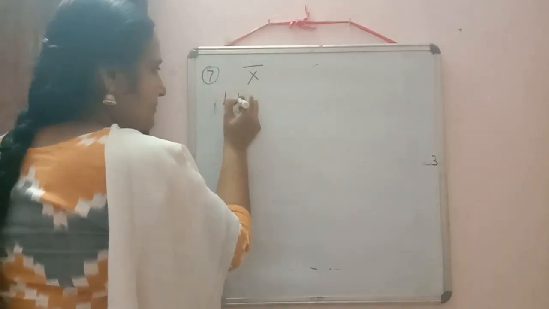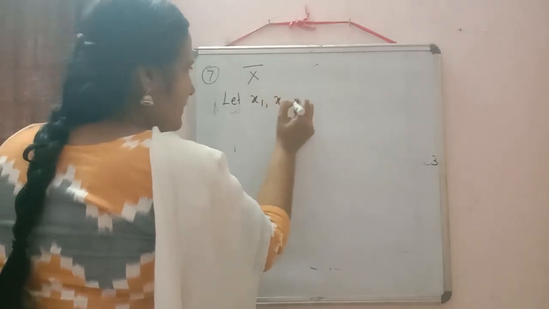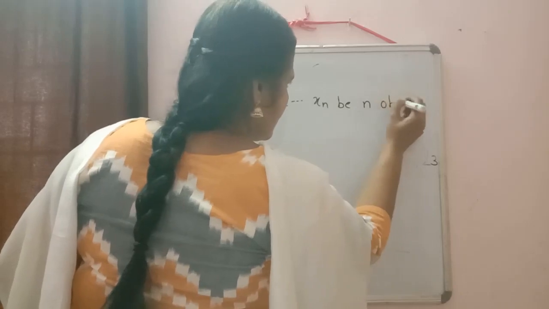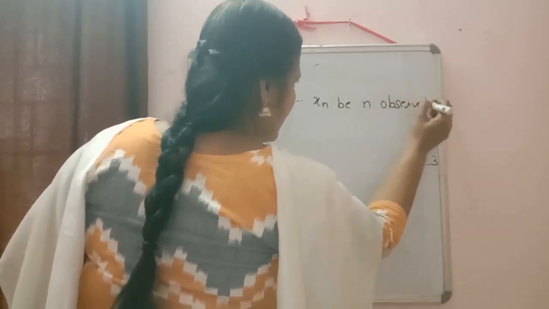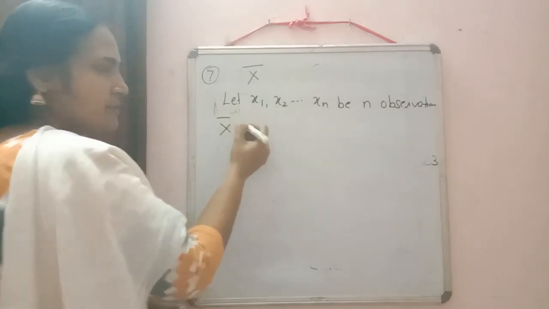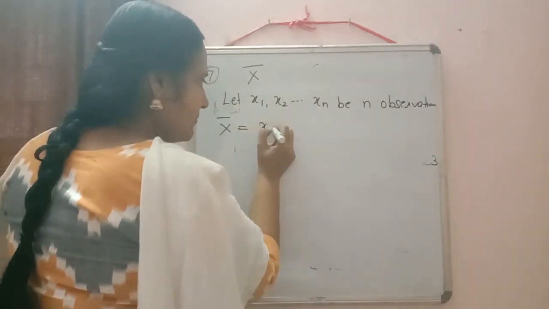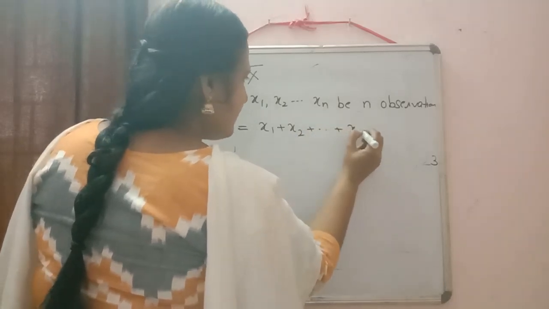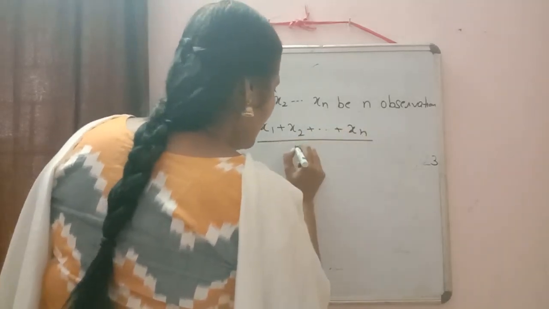Let x1, x2, etc. xn be n observations. Already it is given their mean is equal to x bar. So shall I write directly here? x bar is equal to sum of all the observations: x1 plus x2 plus etc. plus xn divided by n.